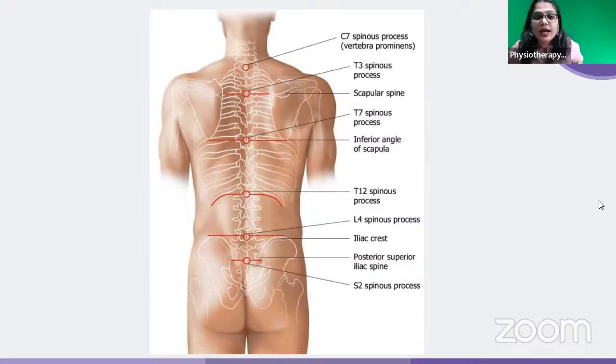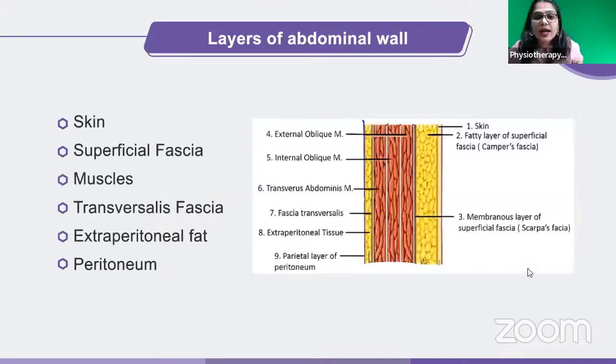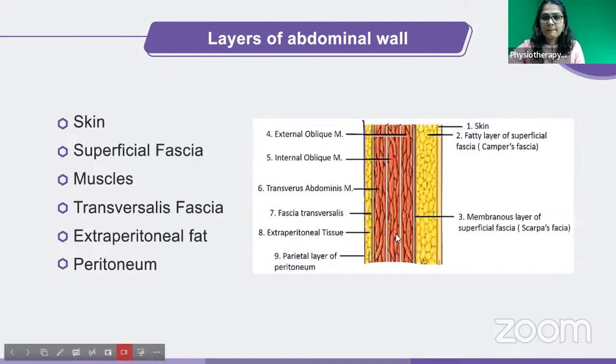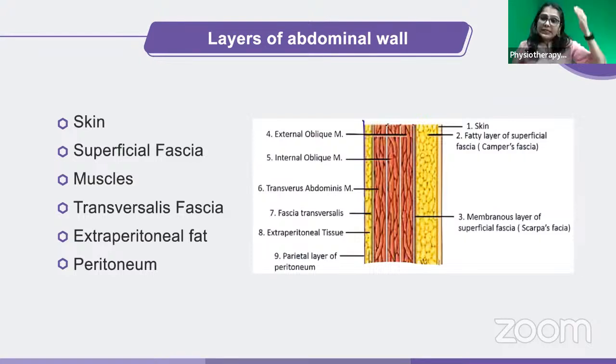Now, first we will cover the theory. What are the different layers of the abdominal wall? You know, right? Abdomen or any part of your body, your abdominal wall has many layers. First is the skin, then your superficial fascia. Always remember, let it be any part, there will be skin first, then your fascia, which is your superficial fascia. Between all this, there will be muscles or organs, then there will be a deep fascia.